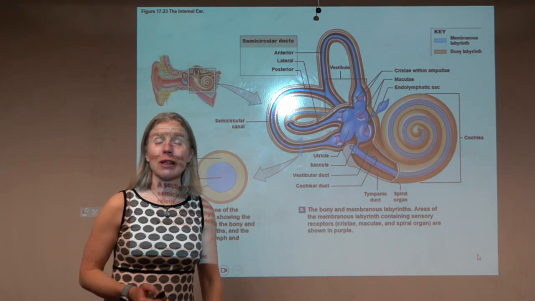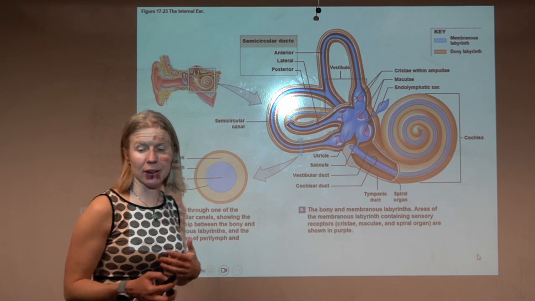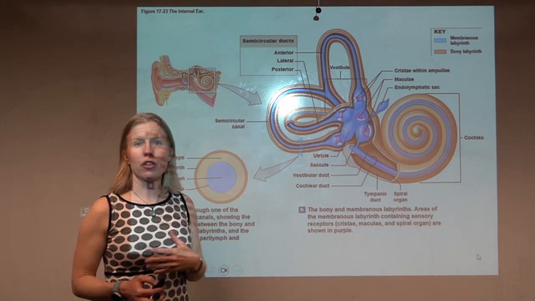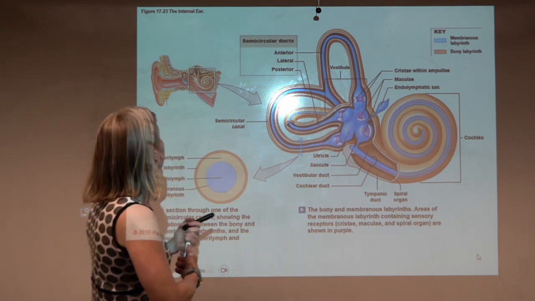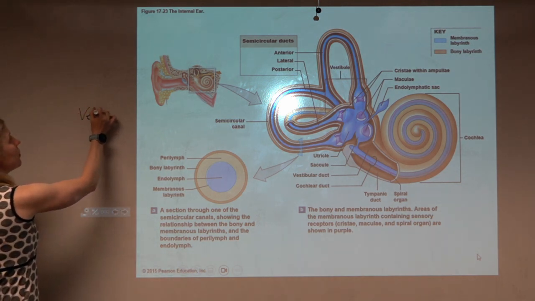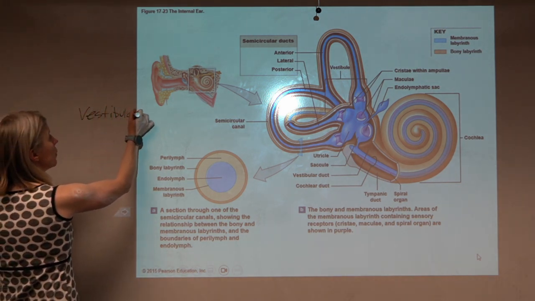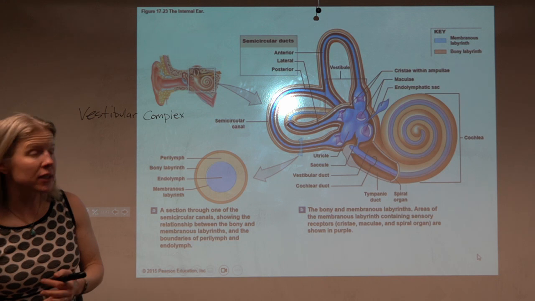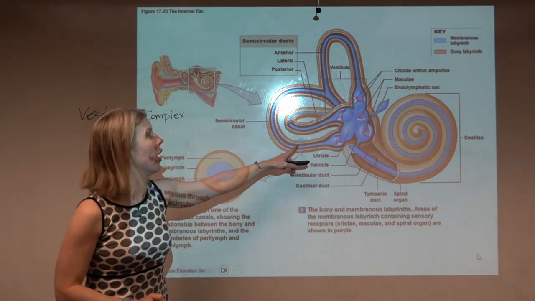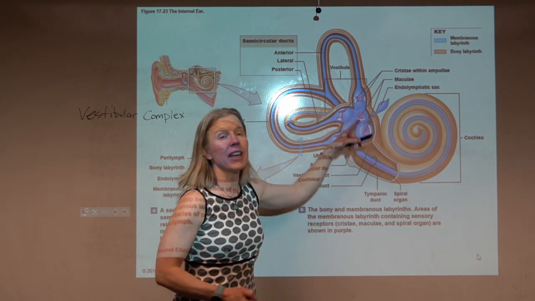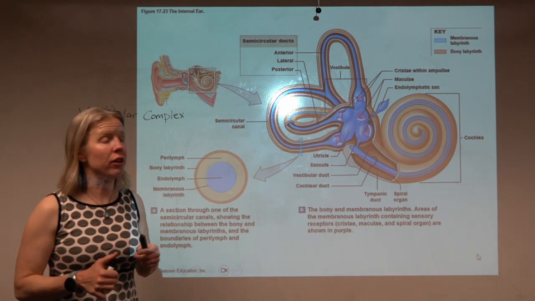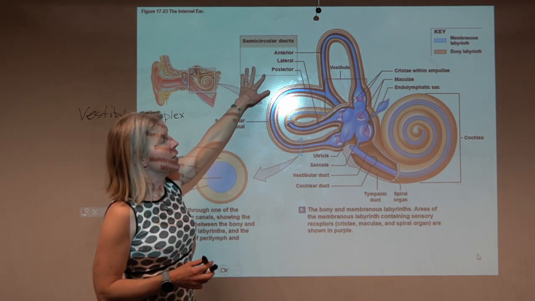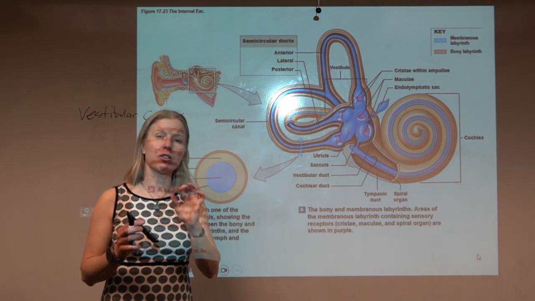Okay, so let's start out by looking at equilibrium, or balance. And really what we're looking at here is a series of structures in what's called the vestibular complex. So the vestibular complex is going to include both the semicircular ducts and this enlarged area at the base of those ducts called the vestibule. So our semicircular ducts, you'll see we have three different ducts. They're all arranged in slightly different directions.